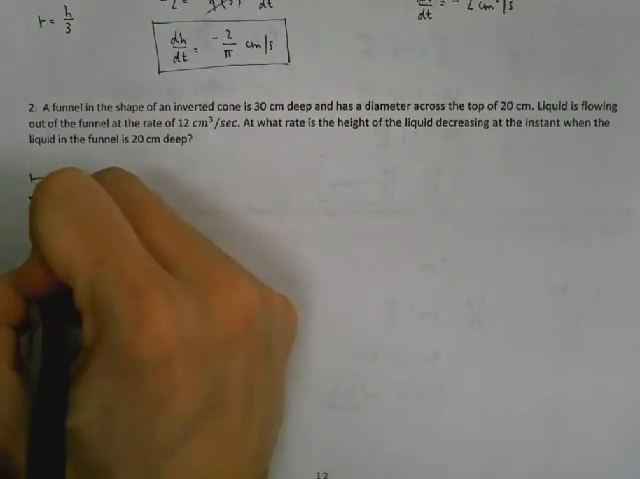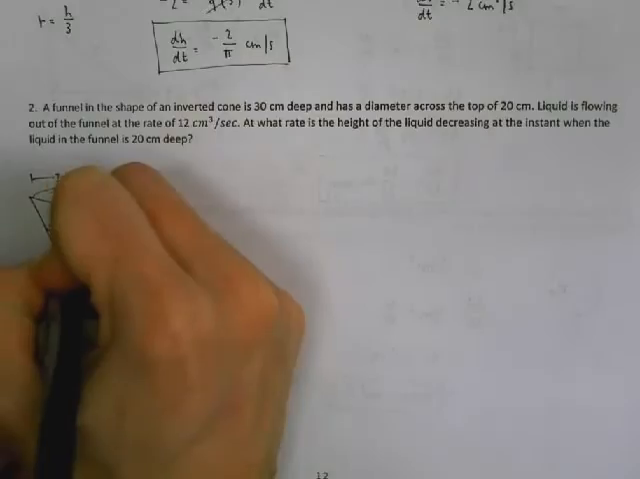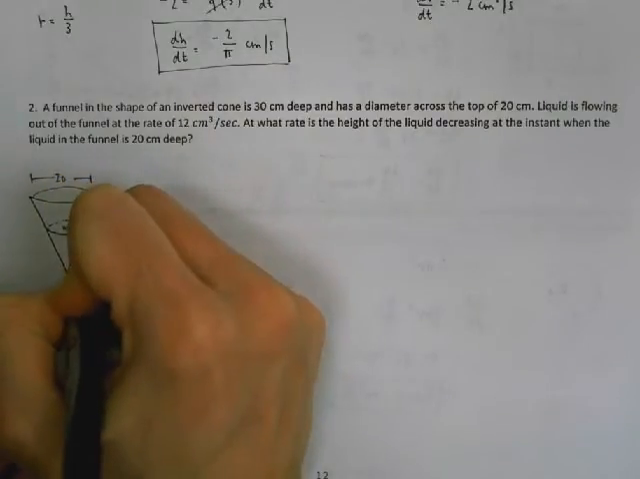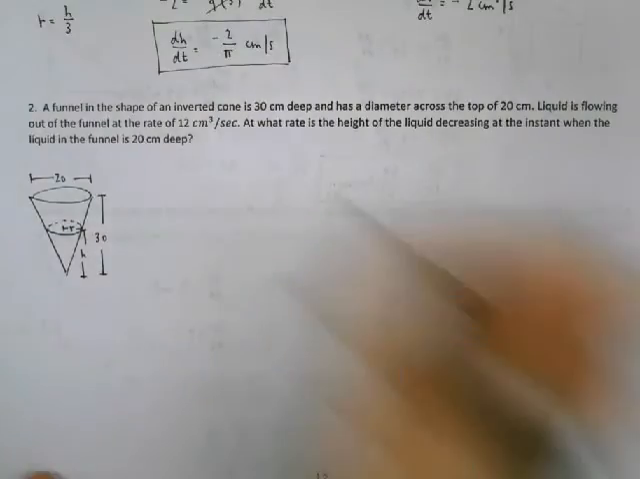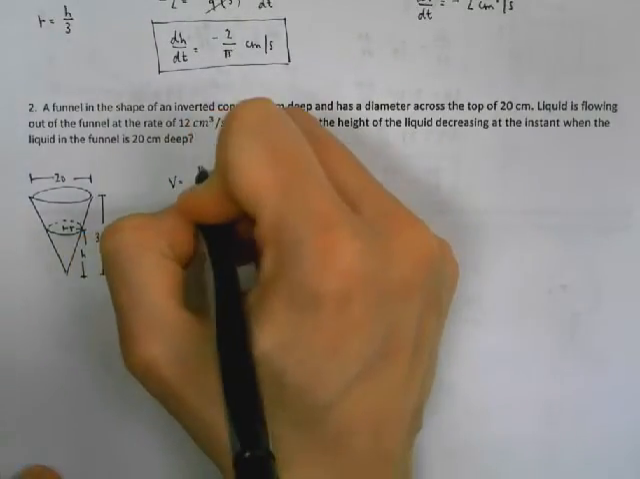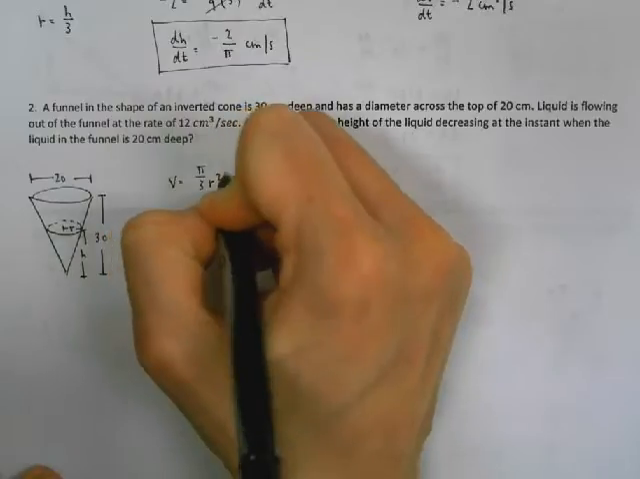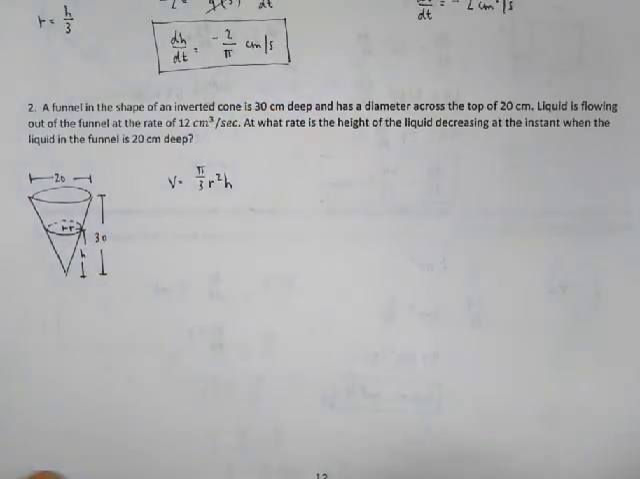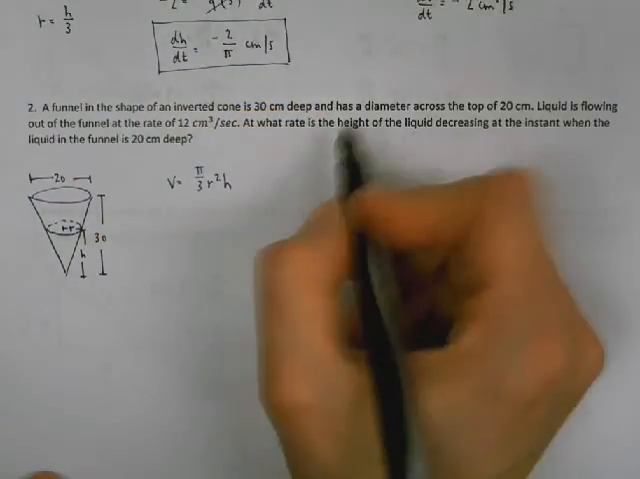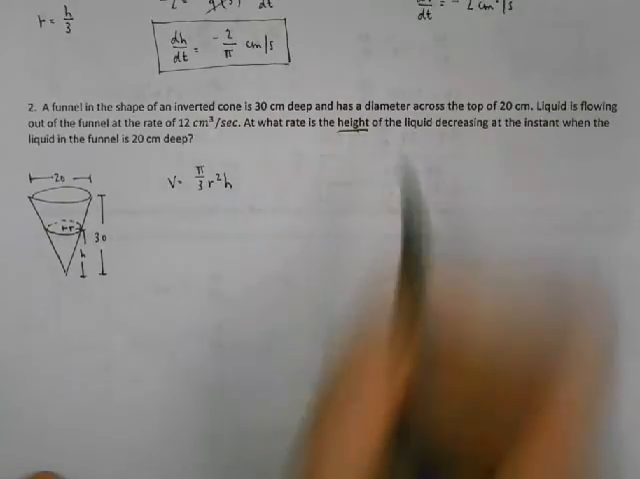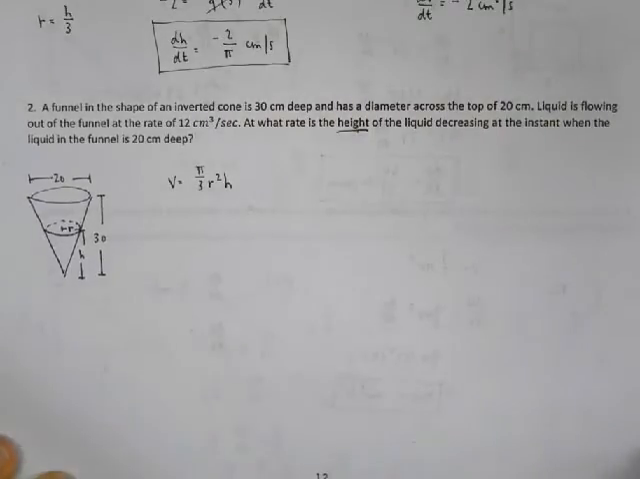So again, I'm going to draw in, at any given point in time, I have a radius r and a height h. I know my volume is pi over 3 r squared h. And again, I'm trying to find out information about height, so I want my volume just in terms of h.